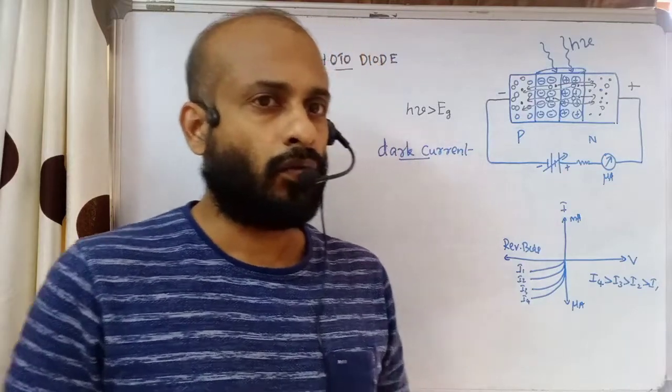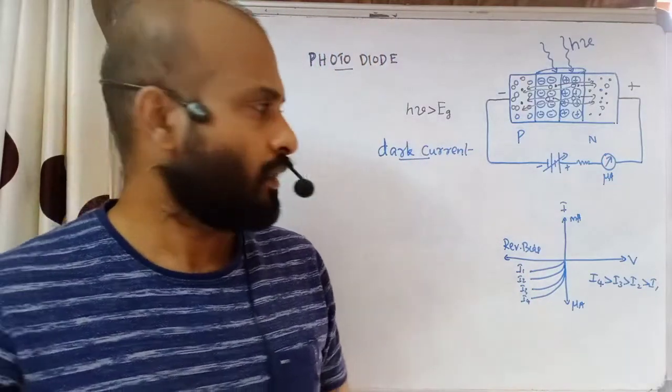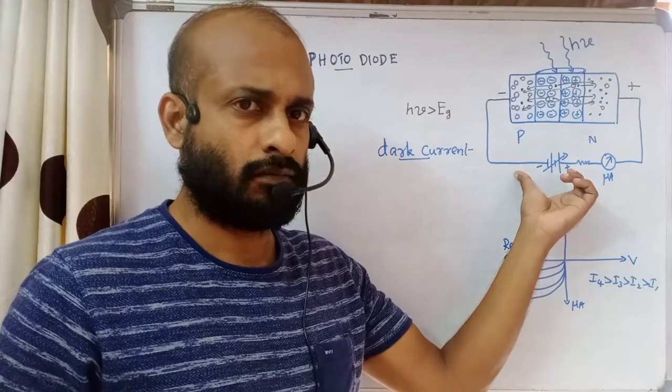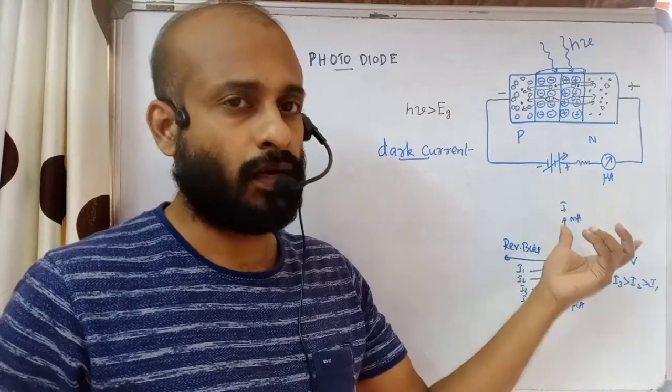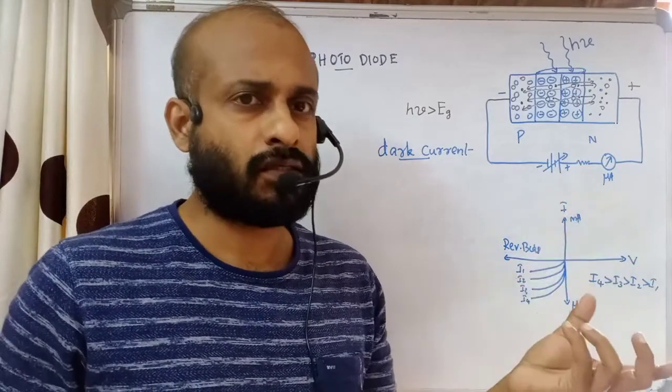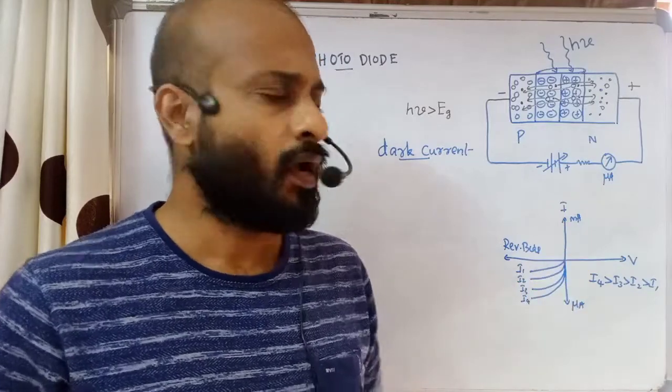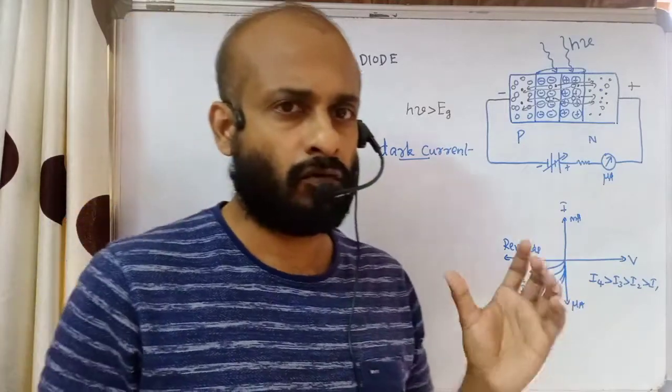Okay, now one interesting thing you have to note here is that it is reverse biased. But we know that in forward bias the current will be large, and reverse bias current is less. Now why is it reverse biased? I'll explain this with an example of values.